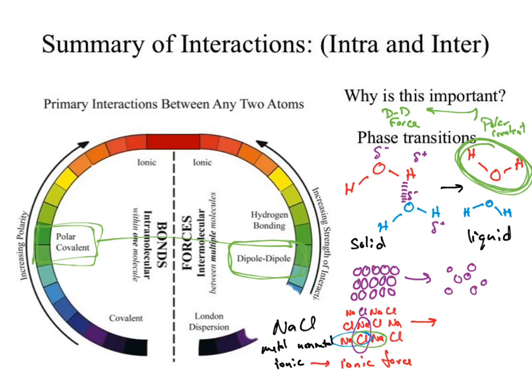What are the forces? Ionic. When do you have an ionic force? When you have an ionic bond. What's the next force? Dipole-dipole. When do you have a dipole-dipole? When you have polar covalent compounds. Next force, London dispersion. When do you have a London dispersion force? When you have a nonpolar covalent compound. Did we just label all the forces?